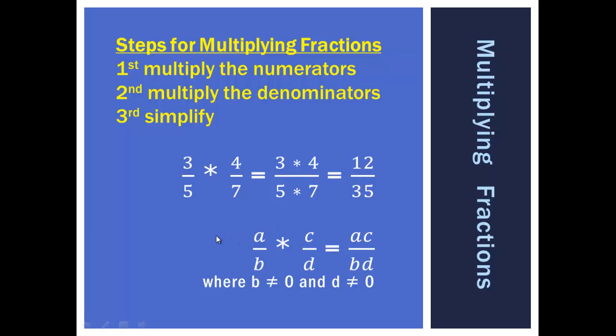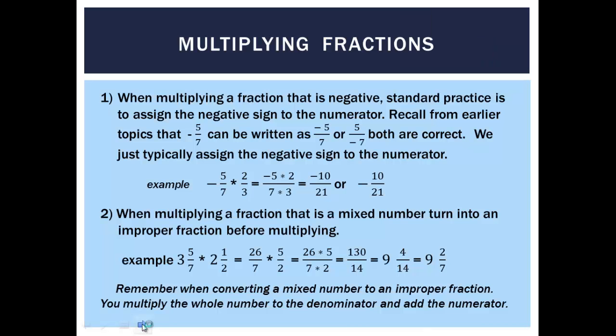Then we can also put it into algebraic terms where we have a over b times c over d, which gives us a times c over b times d, so long as b is not equal to 0 and d is not equal to 0, because again we don't want a 0 in our denominator. And remember to pause at any time that you need to write down notes or to reread something. If you need to rewind and re-listen, that is fine as well. Okay, let's go ahead and proceed.